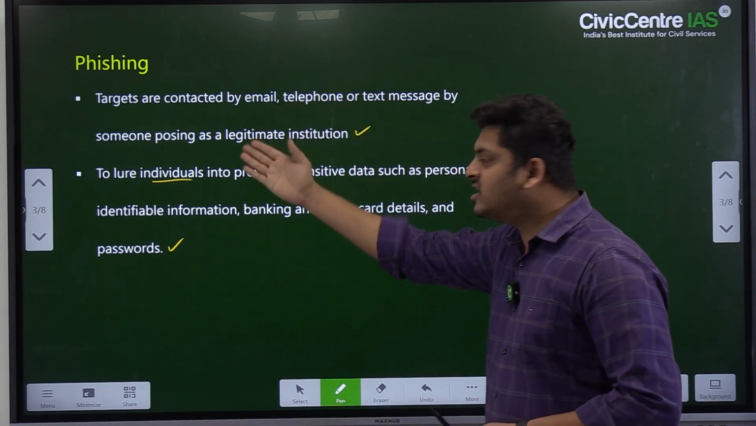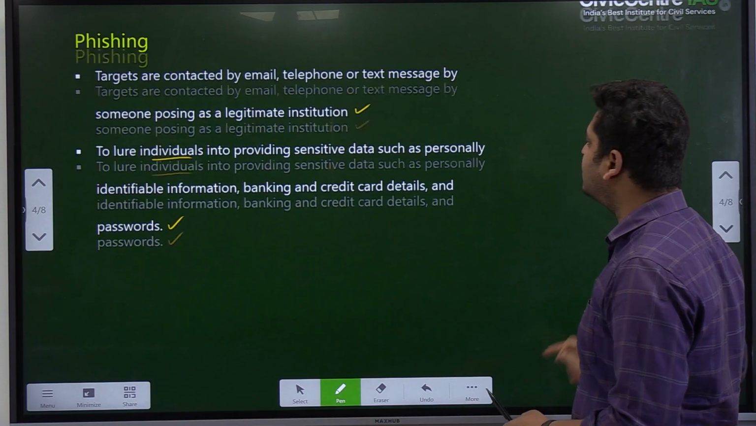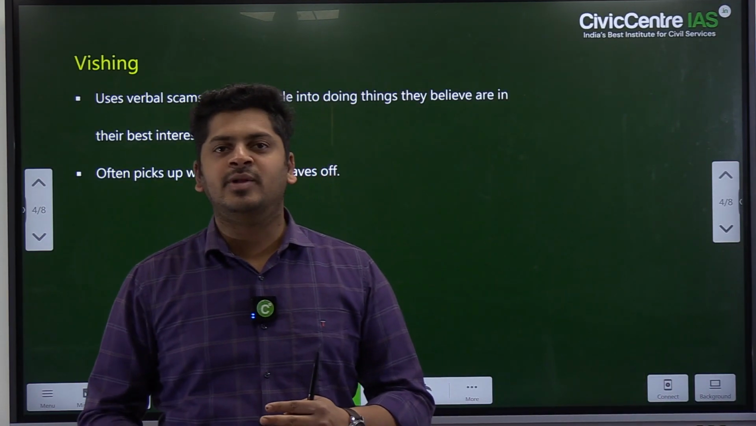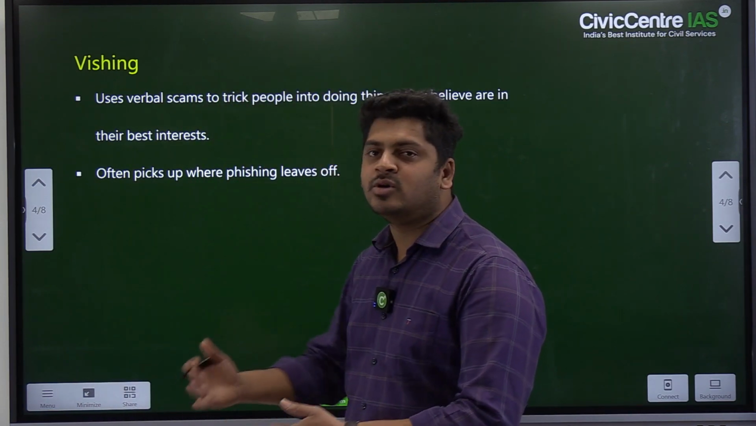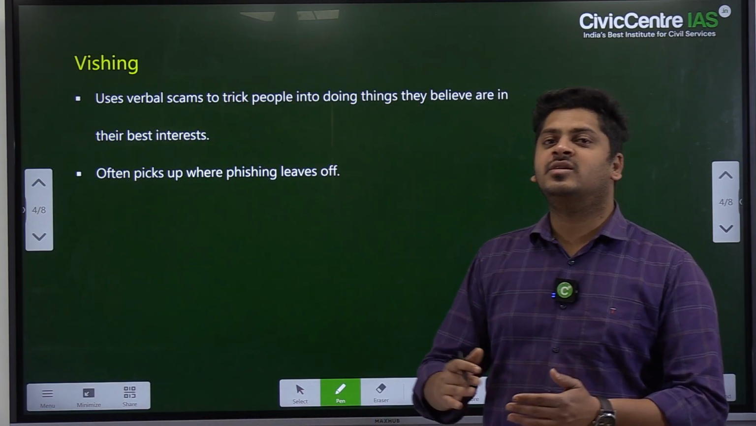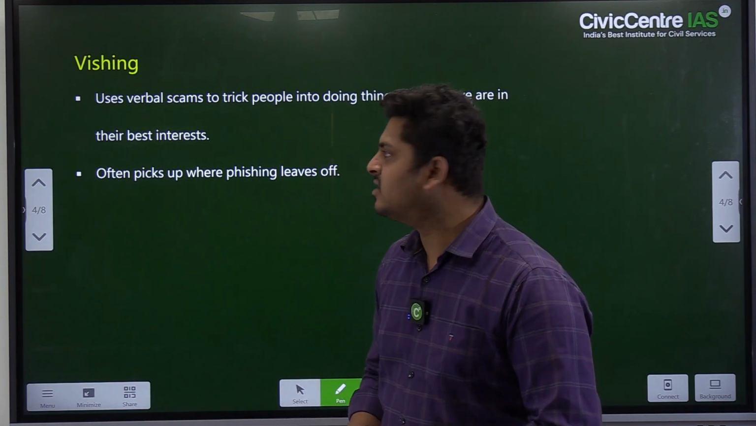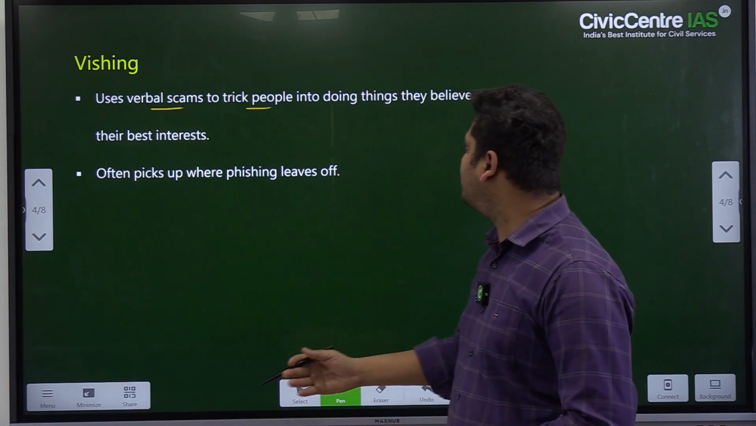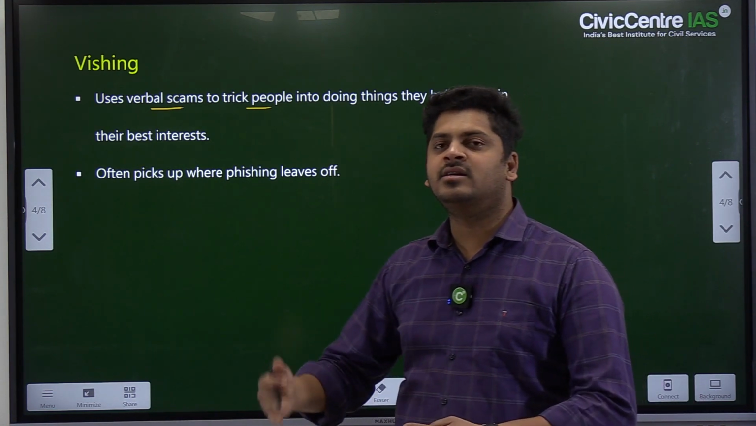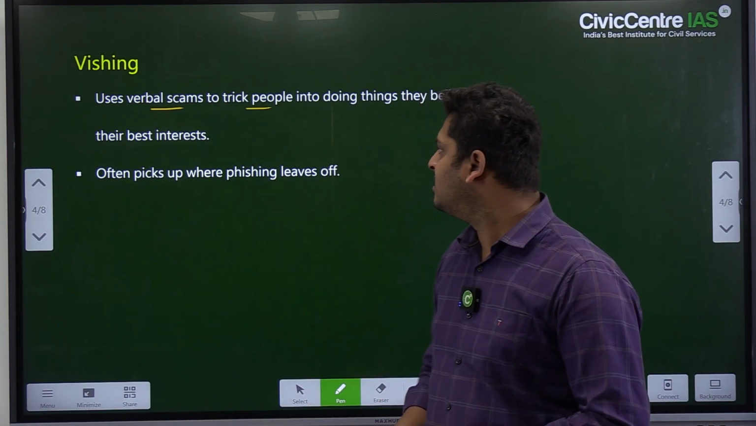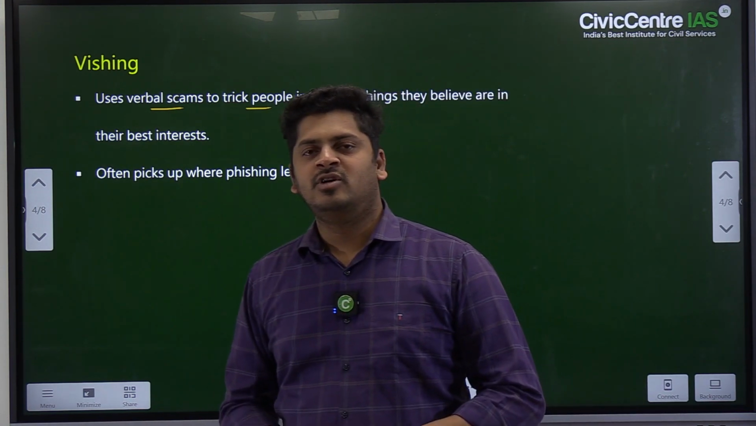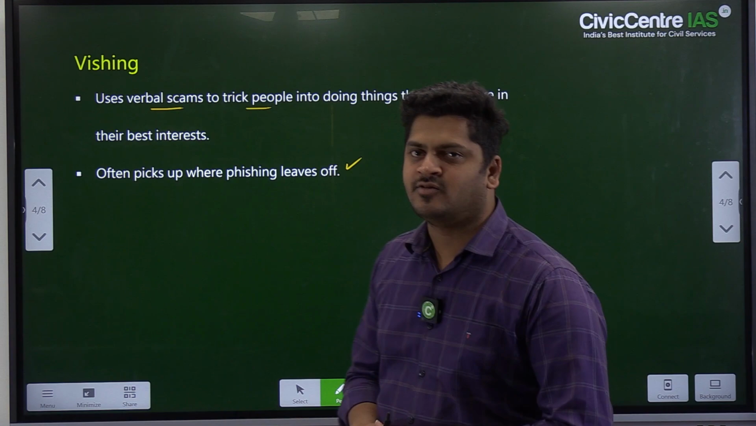And when this phishing ends, that's where the vishing starts. Now what is vishing? Vishing is nothing but manipulation. Manipulating the person into doing something, making them feel that it is good for you, right? So it uses verbal scams to trick people into doing things they believe are in the best interest of that person. Often picks up where the phishing, what we talked about just now, leaves off.